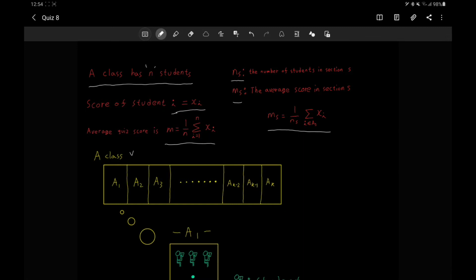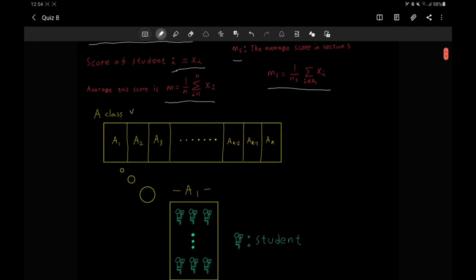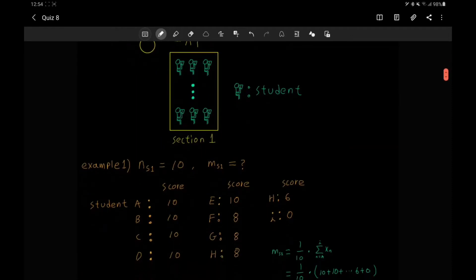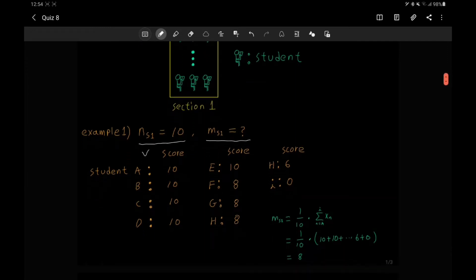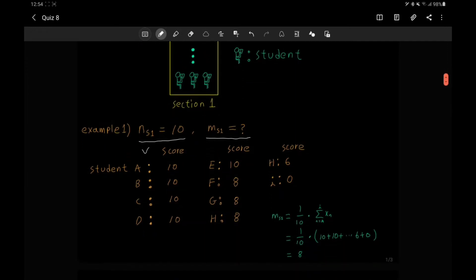To understand this, let's solve a simple problem. The number of students in section 1 is 10, and each student's score is given as follows. What is the average score in section 1? After adding all the students' scores, the average in this section can be obtained by dividing by the number of students. If calculated by averaging this section, the value of 8 may be obtained.